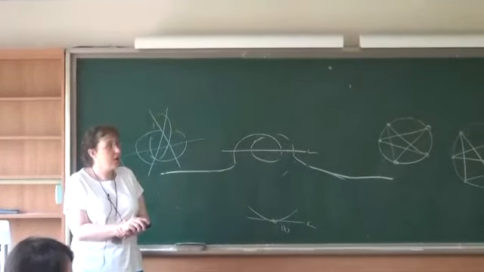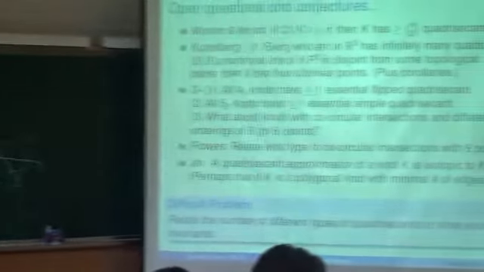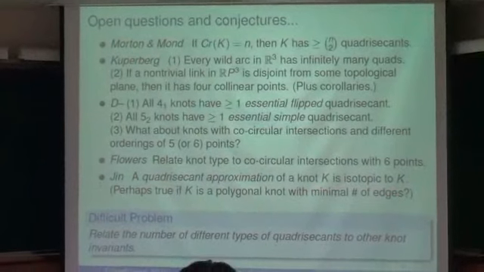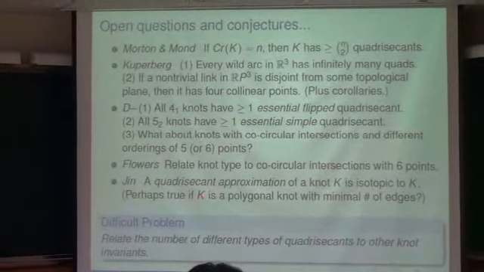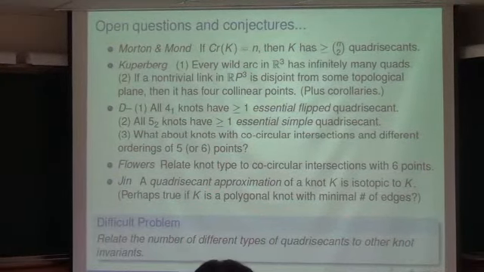And then we'll learn about this conjecture during Sojung's talk, but a quadrisecant approximation is isotopic decay. Maybe it's true, maybe it's not. Maybe it's true with a minimal number of edges. You will say more. Maybe.